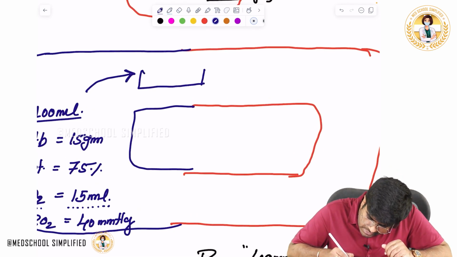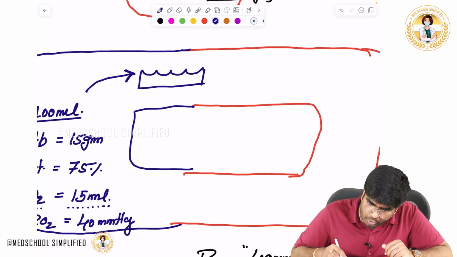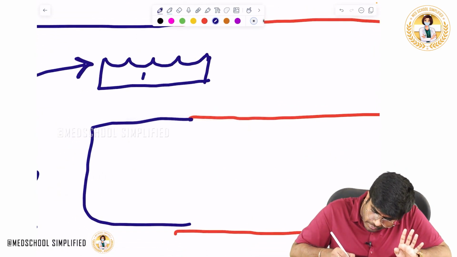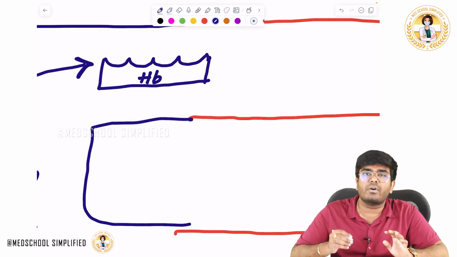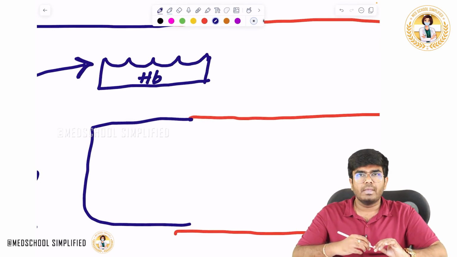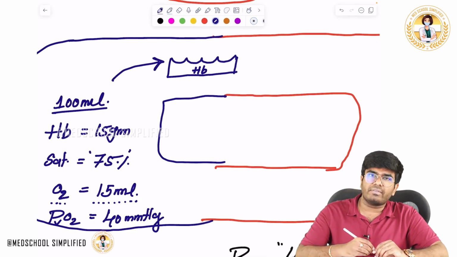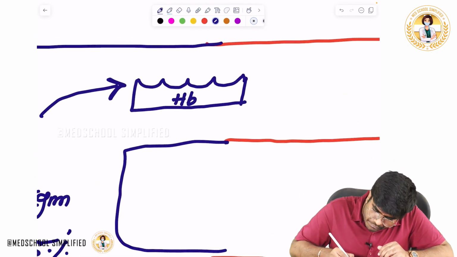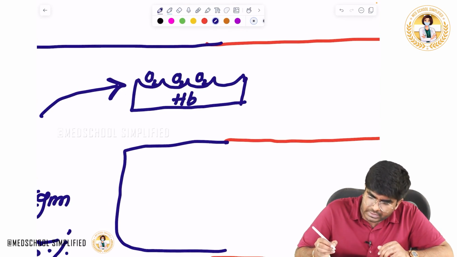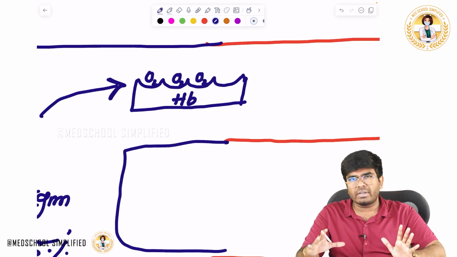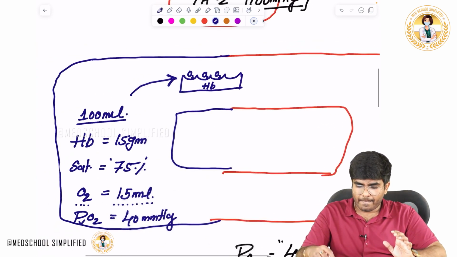Now here, this is one hemoglobin molecule. One hemoglobin molecule can carry 4 molecules of oxygen. But this is venous blood, so it is 75% saturated. This hemoglobin is 75% saturated. So here it is carrying how many molecules of oxygen? It is carrying only 3 molecules of oxygen. So hemoglobin is 75% saturated.